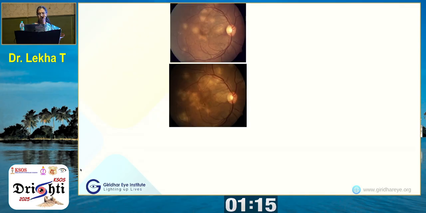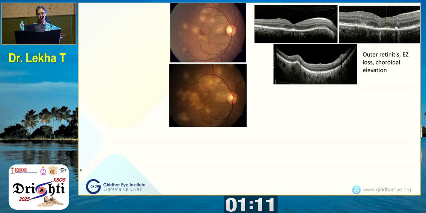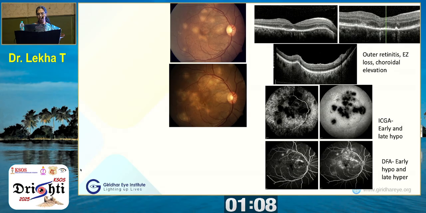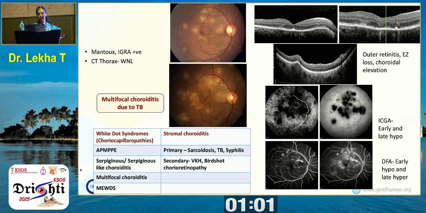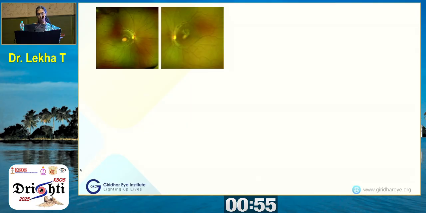This is another patient with multiple, slightly larger yellowish lesions, discrete initially, then became confluent. OCT showed changes in the outer retina, RPE, and choroid. FFA showed early hypo, late hyper. ICG showed hypo. So this was actually multifocal choroiditis, and we should try to differentiate the etiology, whether it comes into the white dot syndromes or stromal choroiditis.